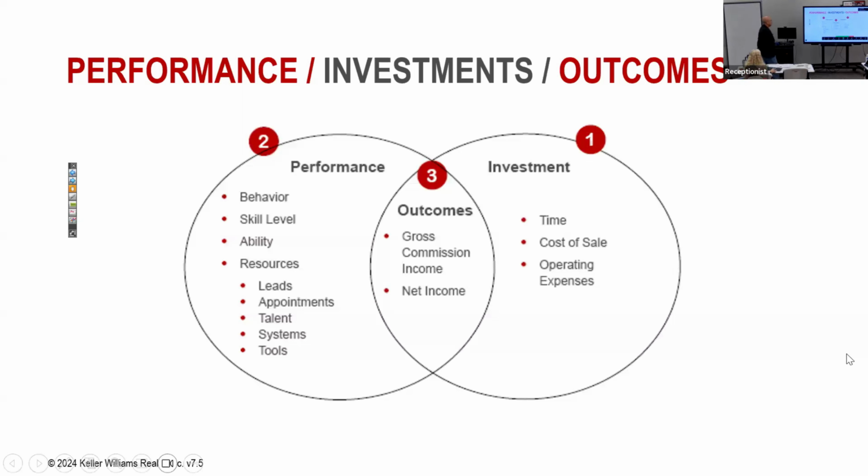There we go. We're going to talk about performance, investments, and outcomes. So this is the economic model of the business planning clinic. And I'm sure Wayne Jenner has taught this before. Is that right? Yeah. So if I mess up anything, you'll just correct me out loud. I'm sure. That'll be great.